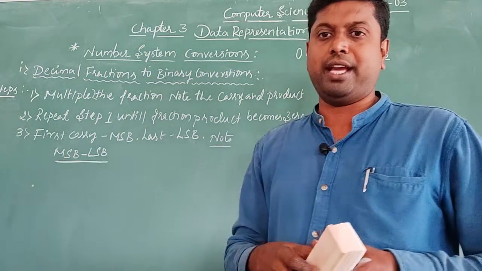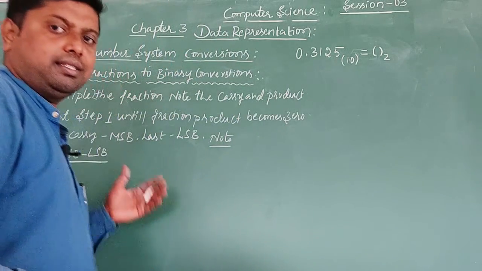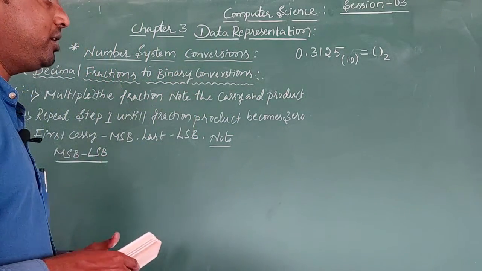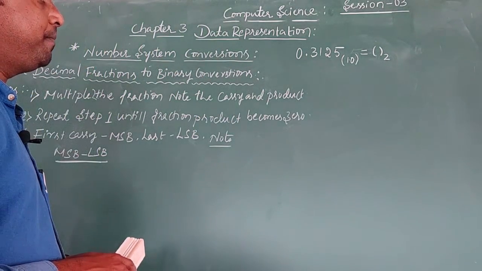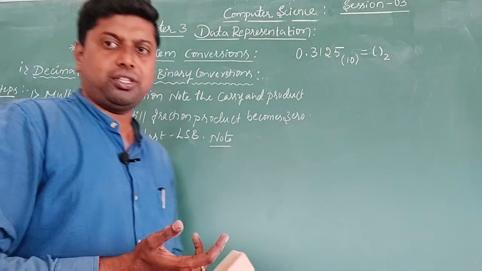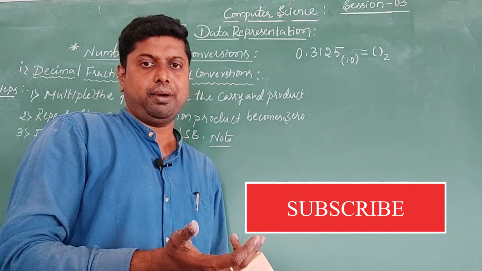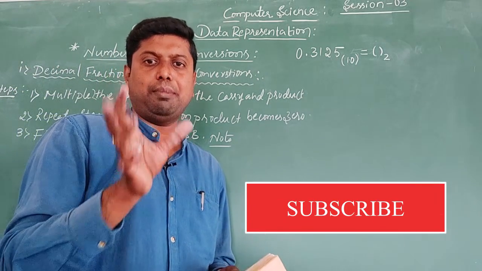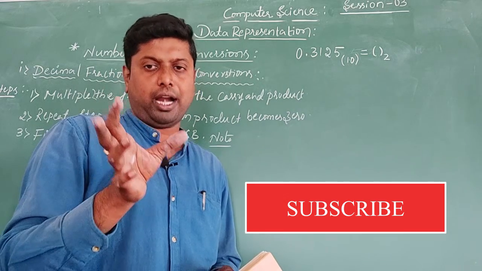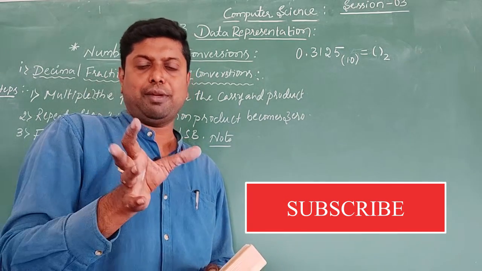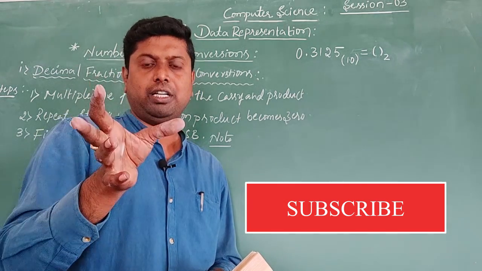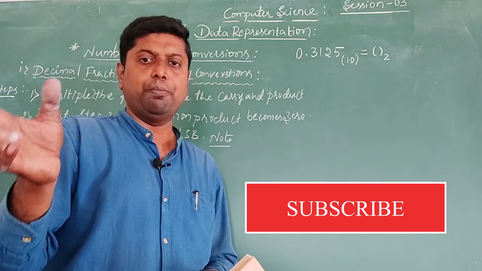Then how to convert, one example. I will consider the same best example: the 0.3125 decimal fraction number into its binary number. We are using a table method here. Write down this table method. Based on this method, we are able to convert that fraction decimal into binary.